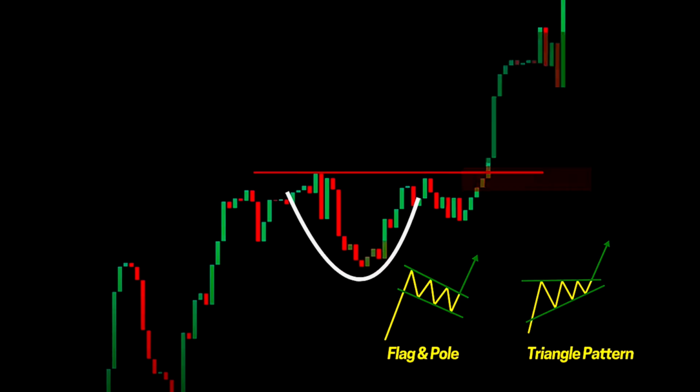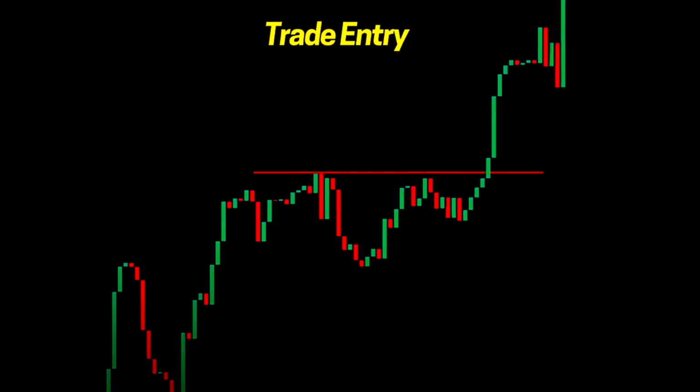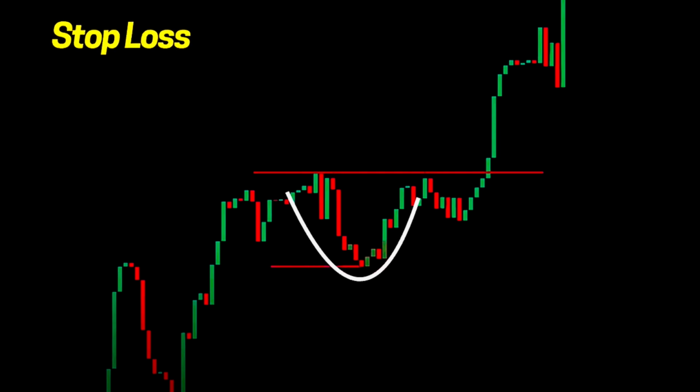Let's now discuss how to enter a trade in the cup and handle pattern. You can take an aggressive entry as soon as the price breaks above the neckline resistance. Now let's learn how to set a stop loss.